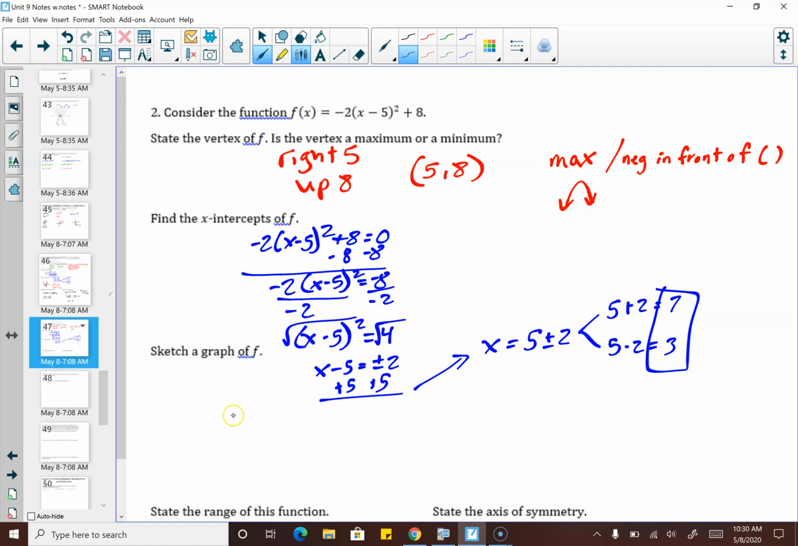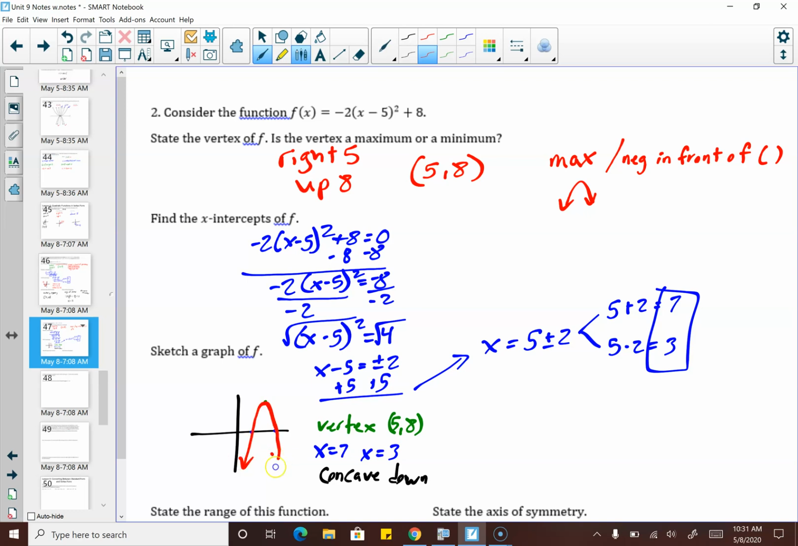So now if we want to sketch a graph here, what do we know about this? We know we have a vertex at 5, 8. If we approximate our vertex at 5, 8, we have our zeros at x equals 7 and x equals 3. If we approximate those, we look like that. And our last piece of information is that we are concave down. So if we go to sketch our graph here, it's going to look something like that.